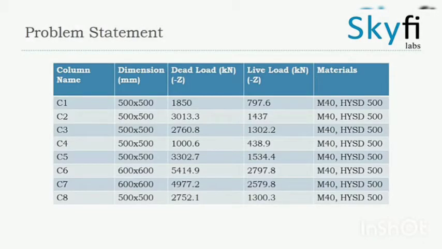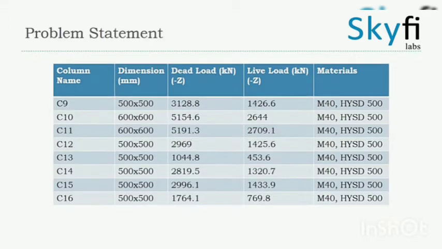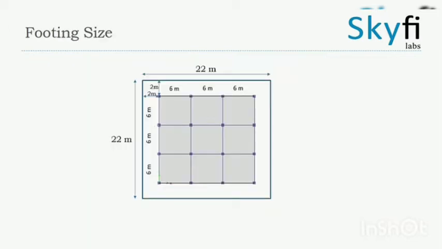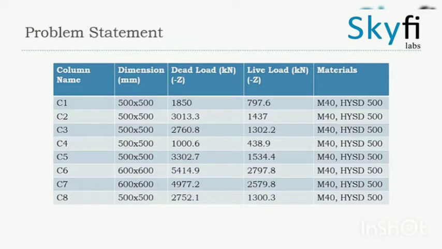meter square. Columns C1, C2, C3, C4, C5, C8, C9, C12, C13 are the same, 500 by 500, and others are varied. Now we are assuming the extra size of the mat foundation, an additional 2 meter from each side. Let us start designing now.